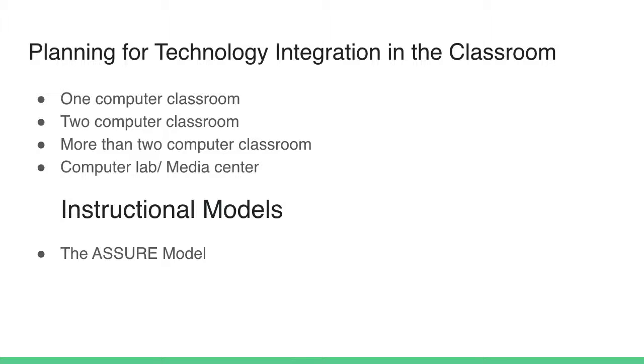The next S is for select methods, media, and materials. What media is important? What materials will you need? U is for utilizing methods, media, and materials. How are things used? What is your instructional strategy? R is for require learner participation. What will they be required to do? How will they engage? And E is for evaluate and revise. Were objectives met? How will you evaluate content and technologies used? How will you revise and improve?